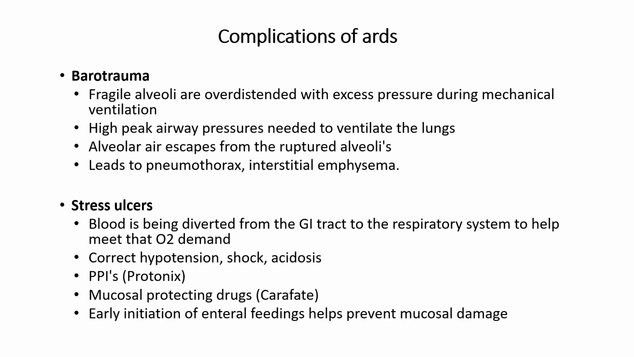Barotrauma happens because the ventilator has to work harder to push air into stiff lungs, which can cause alveolar rupture. So we need to look out for signs and symptoms of pneumothorax or interstitial emphysema. Stress ulcers can happen because the stressed body sacrifices gut blood flow to support the lungs. We need to really understand these complications so we can anticipate these problems early on, and that way we can intervene before they even escalate.